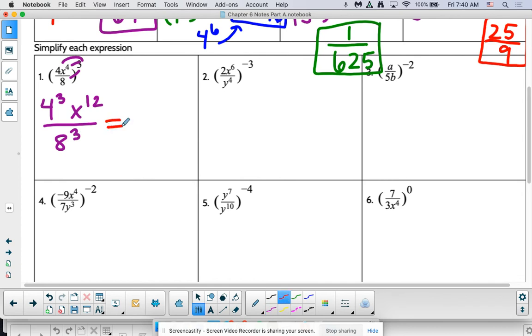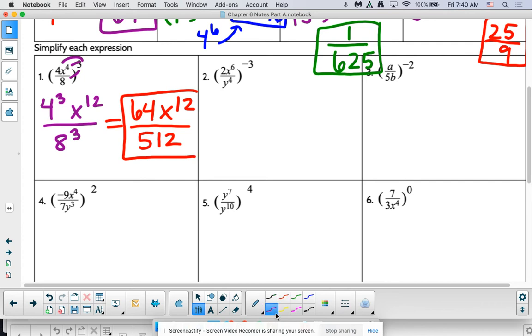All right, now we're going to simplify. What's 4 to the power of 3? That's 64 over x to the 12th. And then 8 to the power of 3, guys. 8 times 8 times 8 should be 512. That should be your final answer.